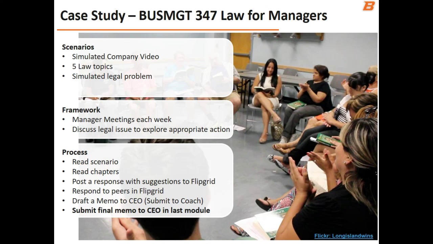And so they had to post on Flipgrid, each person in the meeting, their groups of 10, what they thought. Yeah, I think that they should, based on this law, and provide some verbal evidence for it. And then later in the week, they'd have to return and see what their other peers in their group presented as responses.